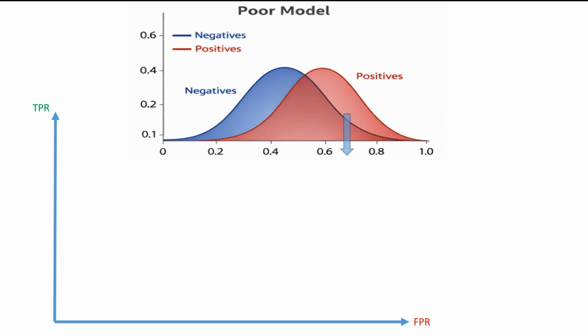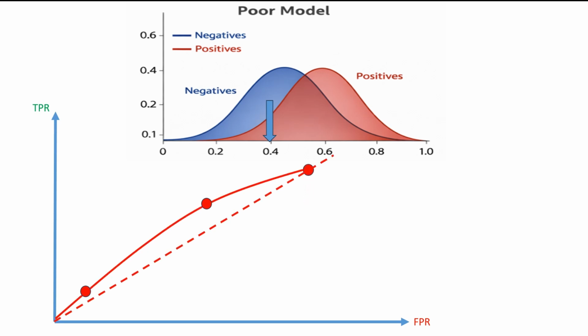In weak models, where the score distributions of the two classes heavily overlap, lowering the threshold increases the false positive rate almost as much as the true positive rate. As a result, the ROC curve moves close to the diagonal line y equals x, indicating poor class separability.